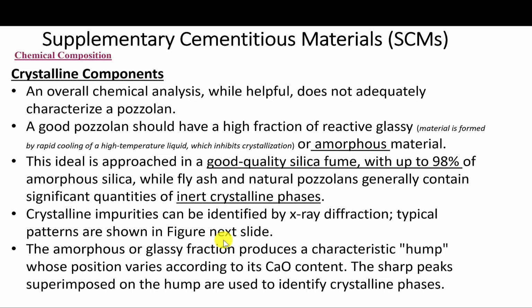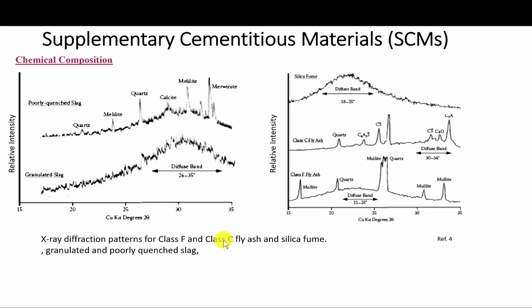We talked about the XRD early in the class. Basically, the location of this will impact the location of the hump. The sharp peaks superimposed on the hump are used to identify crystalline phases. As we can see here, are some X-ray diffraction patterns for Class F fly ash, the Class C fly ash, silica fume, and the granulated slag. And we have shown here a poorly quenched slag to show the difference. We ended up with less amorphous content. Okay.